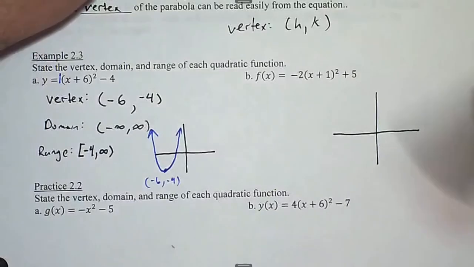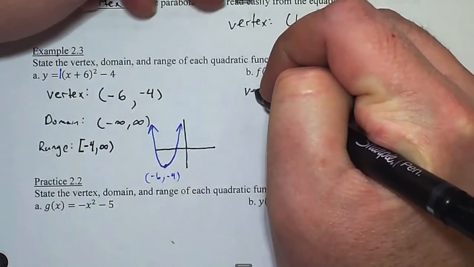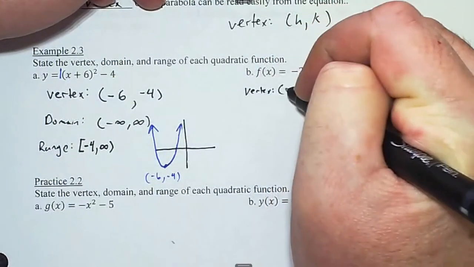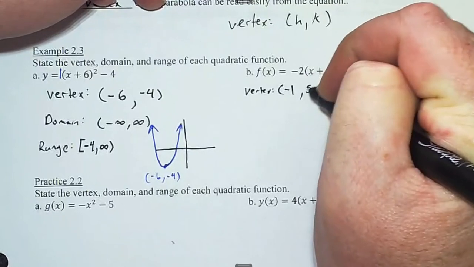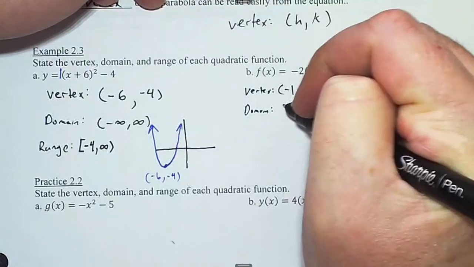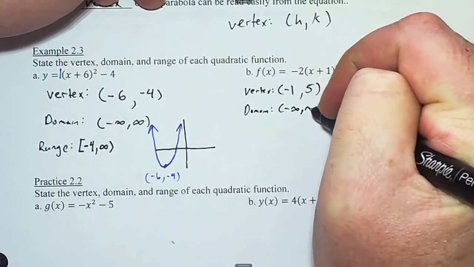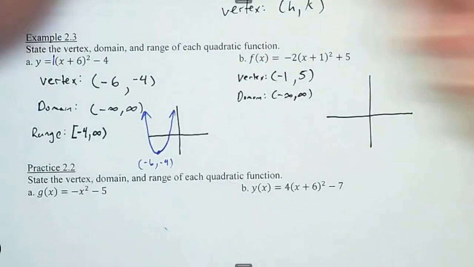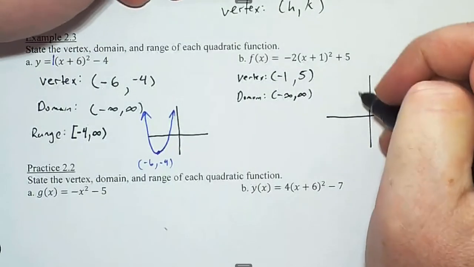Oh, I'm about to draw a sketch again. Well, let's just start with the vertex. The vertex is the opposite of that number, comma that number. The domain for all our parabolas is negative infinity to infinity. And then again, let's take a look at just a quick sketch of what this might look like.